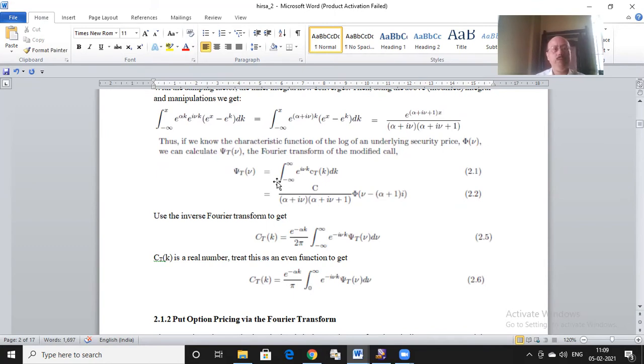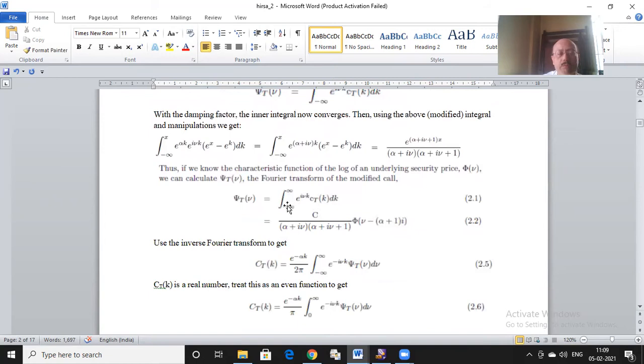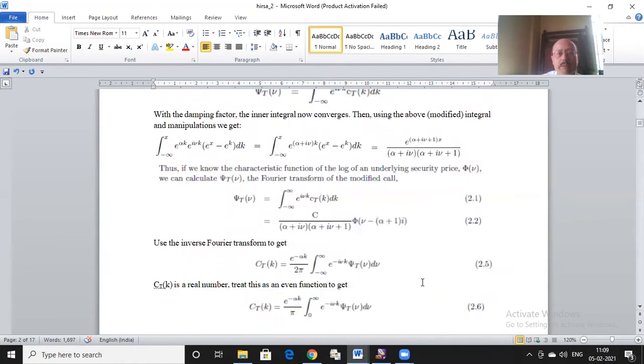Thus, if we know the characteristic function of small x, this phi nu, and we can calculate psi t with the damping factor, the Fourier transform of the modified call will look like this. The whole expression is now e to the power i nu k c t k, small c now, and I know how to evaluate the inner integral. So finally, what I will have is this whole expression in equation 2.2.